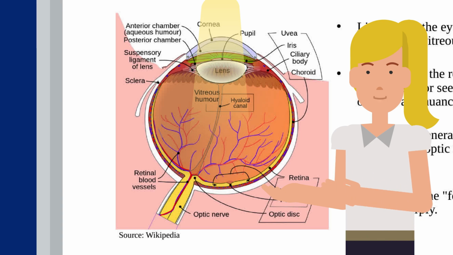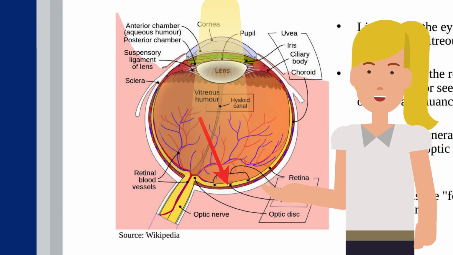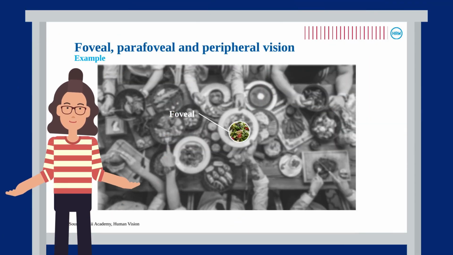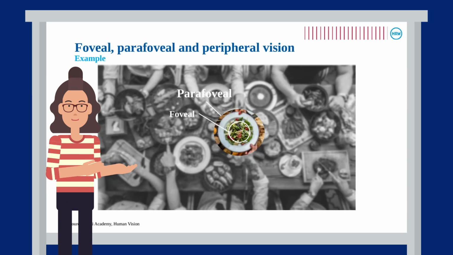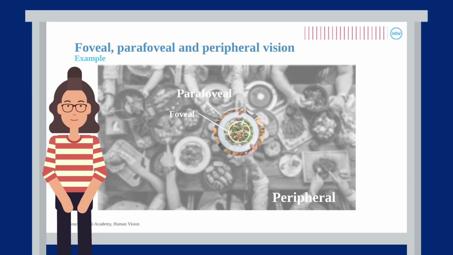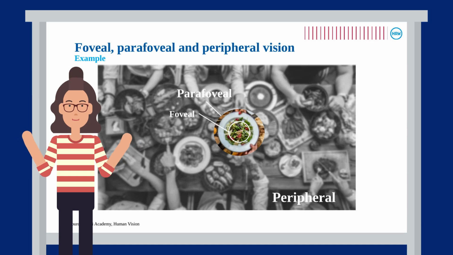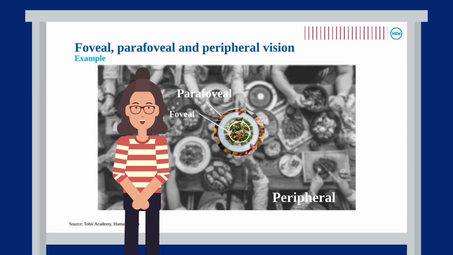Now comes the focal point of the eye, the fovea. It is the area where you can see sharply. Let us explain. The foveal vision focuses on the center, like the salad in the image. Parafoveal vision surrounds it, capturing nearby details. The peripheral vision covers the broad, blurred area. This layered vision helps us prioritize what we see clearly and what remains in the background. Together, they guide how we see and interact with our world.